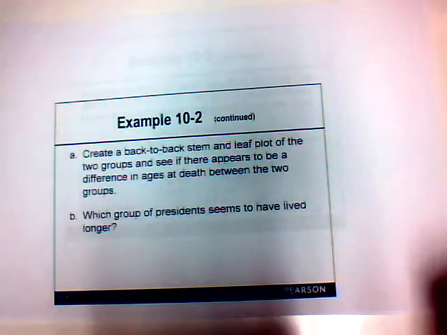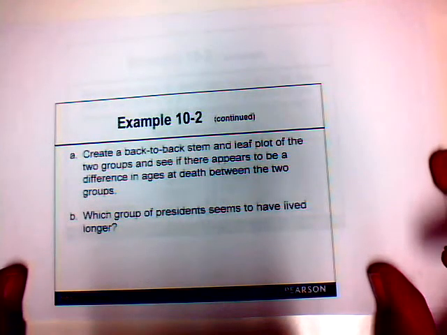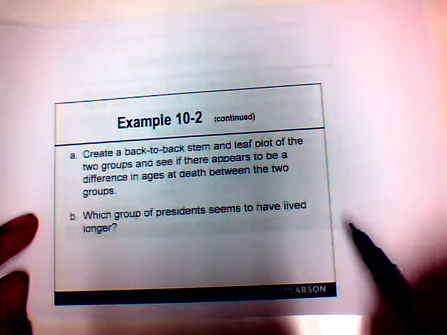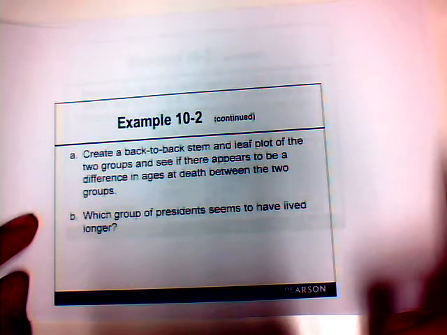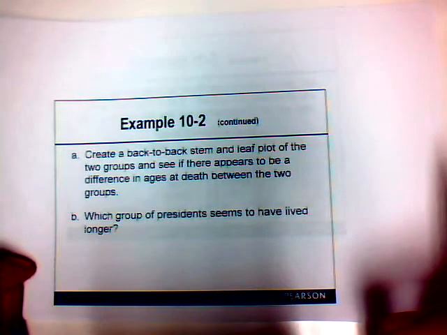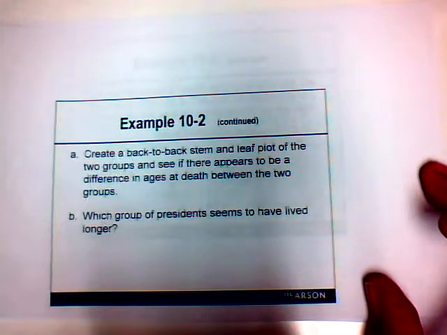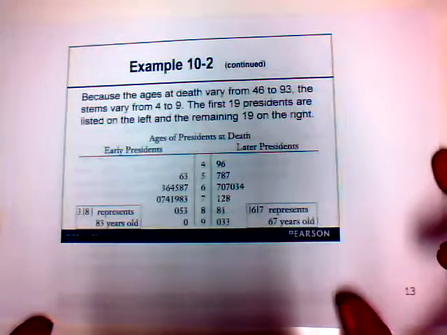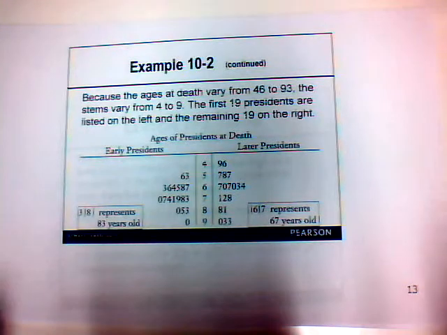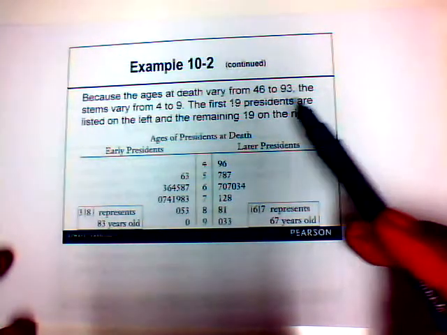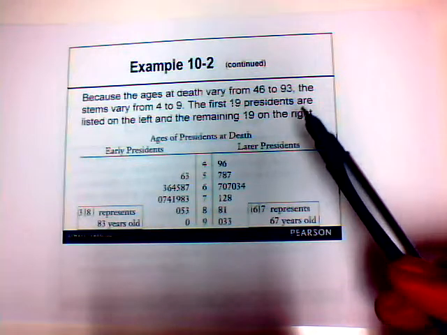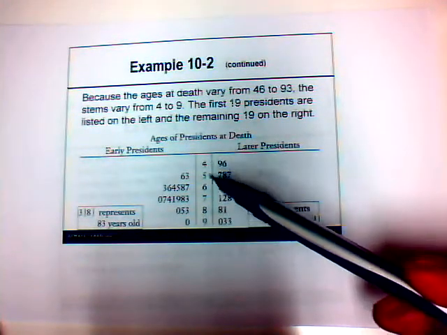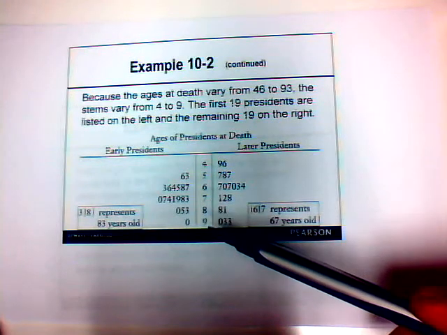Now next we're going to create the back-to-back stem and leaf plot of the 2 groups and see if there appears to be a difference in ages at death between the 2 groups, and which group of presidents seem to have lived longer. Now here's what that back-to-back stem and leaf plot looks like. Here the ages of death vary from 46 to 93. So we can use stems that vary from 4 to 9. So we start with 4, and then 5, 6, 7, 8, and 9.